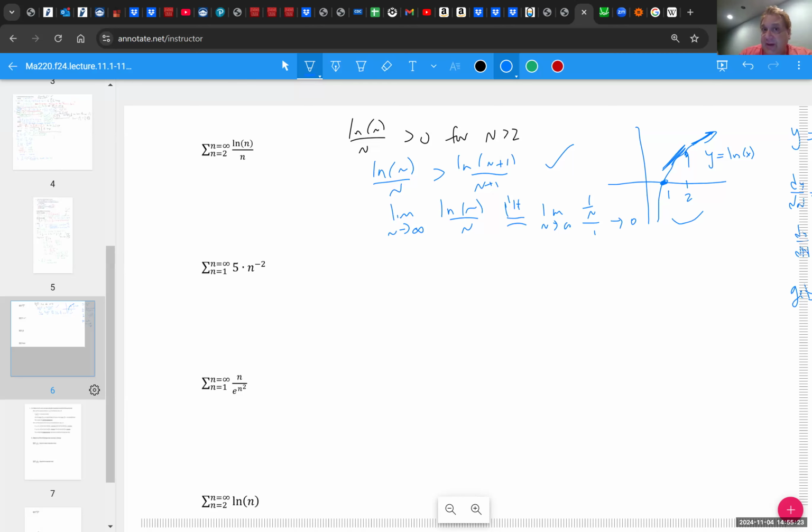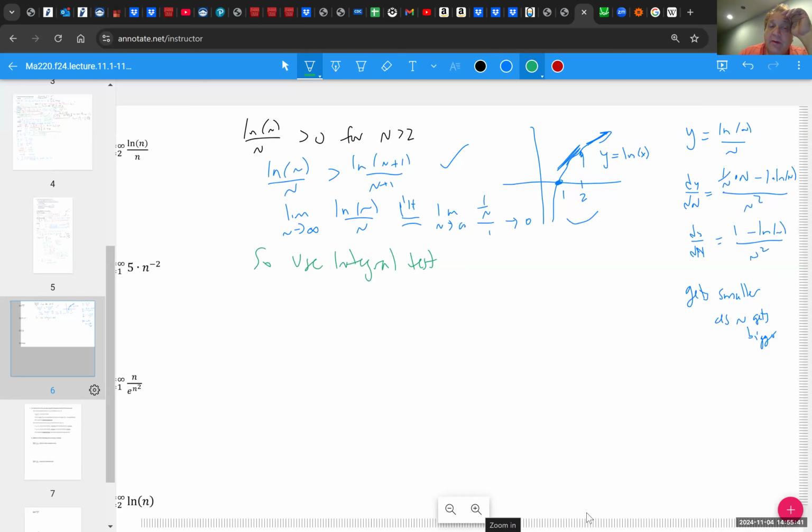All right, so we can use the integral test, right? Let me put that in green or something. So we use the integral test. The integral test says we can do the integral instead of the summation, and then we can determine based on the integral whether the original series converges or not. So we'll do an integral of this function, ln n over n. We will go from 2 to b, where b is tending towards infinity.